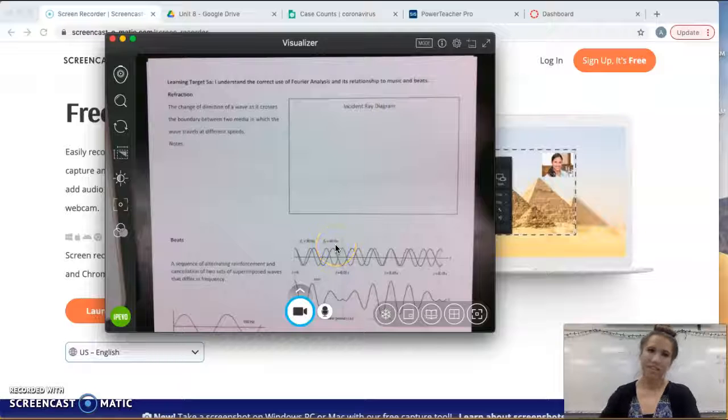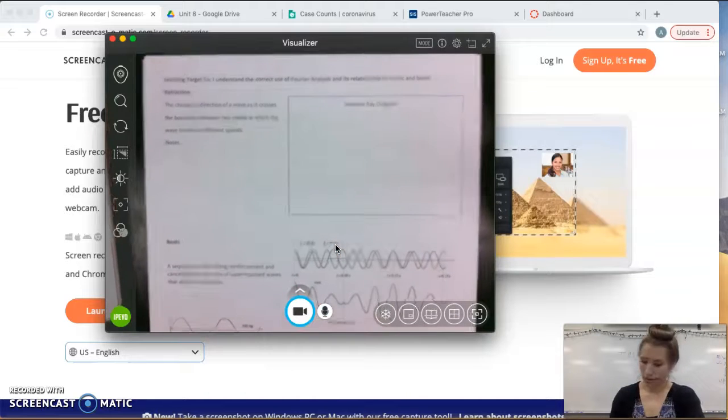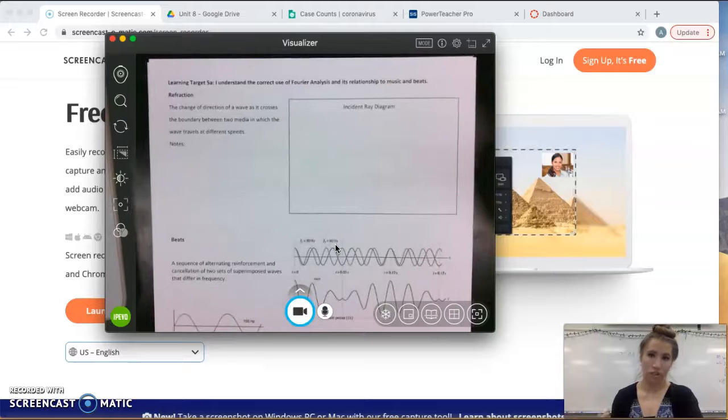Hello everyone. We're going to break up learning target number 5 into two sections, okay? And the first one is about Fourier analysis, okay?